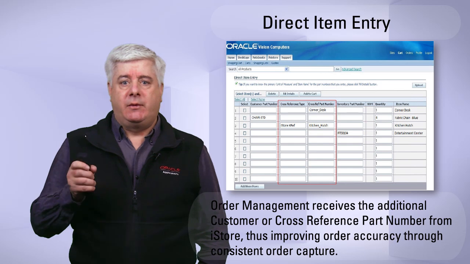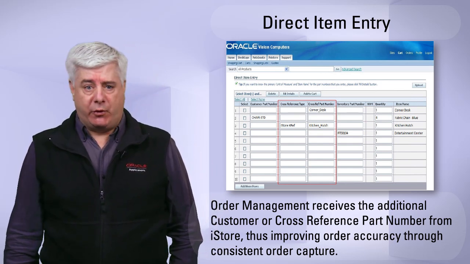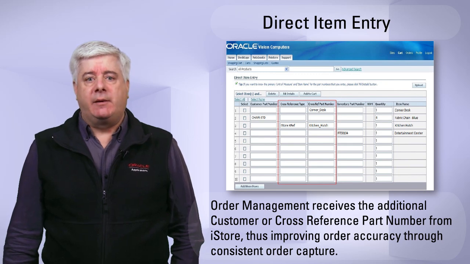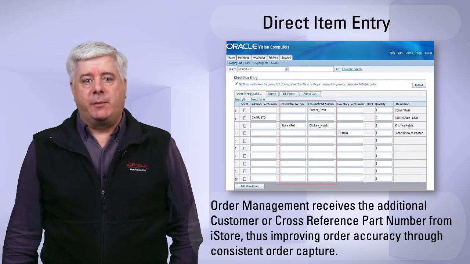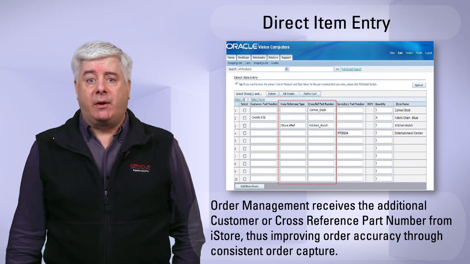And all of these actually get sent over to order management when you click the place order button. So we retain all of that information, pass it over to order management, and we have the history on what type of information you put in through direct item entry.